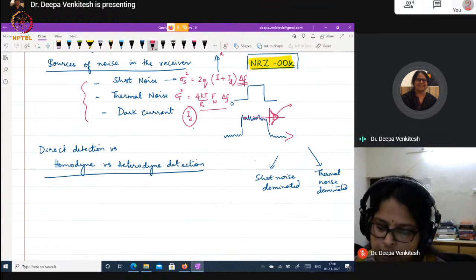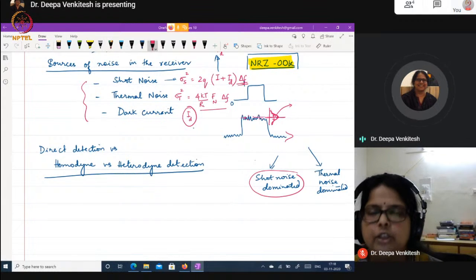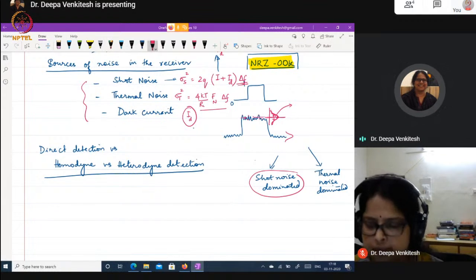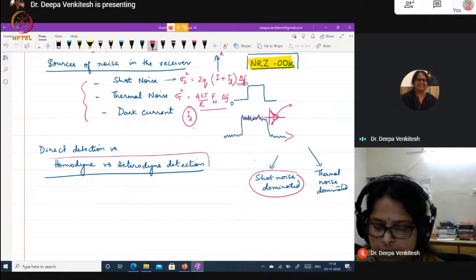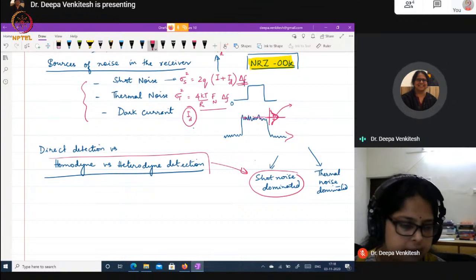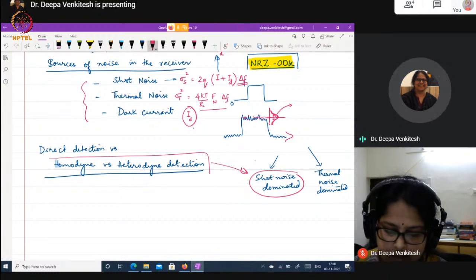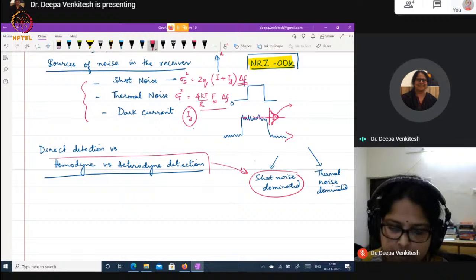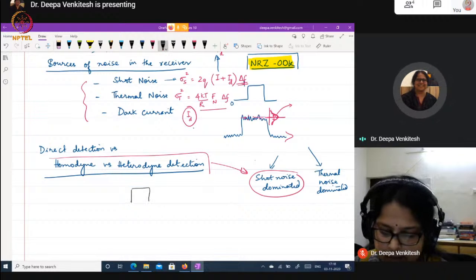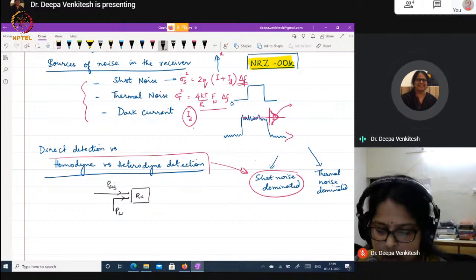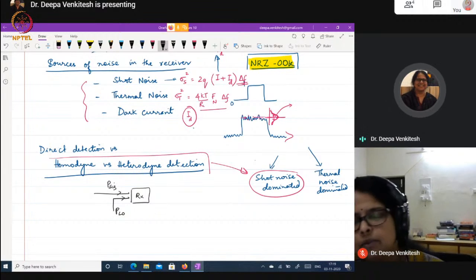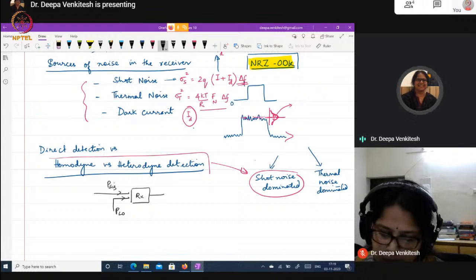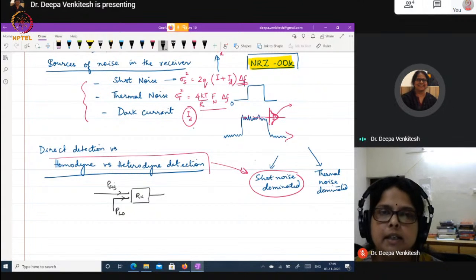So in order to push the operation to the shot noise dominated regime, we use either homodyne or heterodyne detection, basically coherent detection. In homodyne or heterodyne detection, you have the receiver, the signal that you want to receive, and in addition a local oscillator, which is another laser falling on the receiver. What you are detecting is the beat between the signal and the local oscillator.